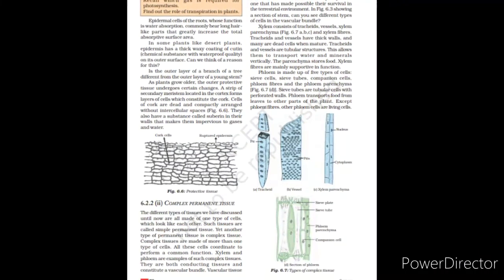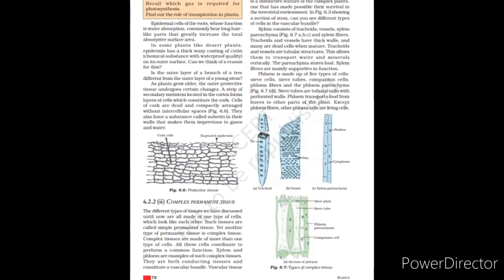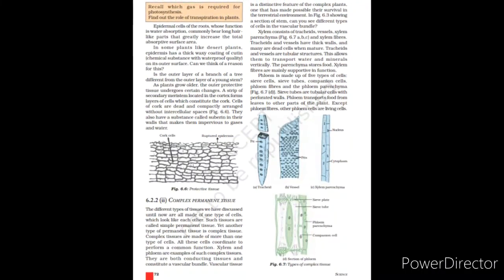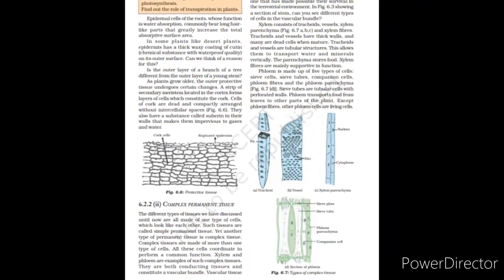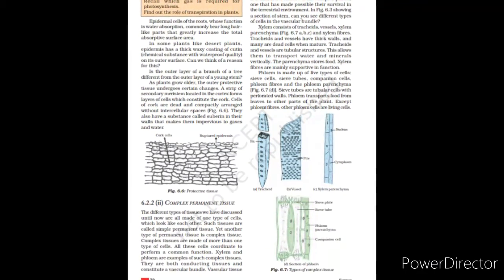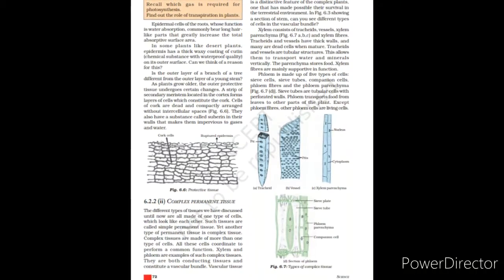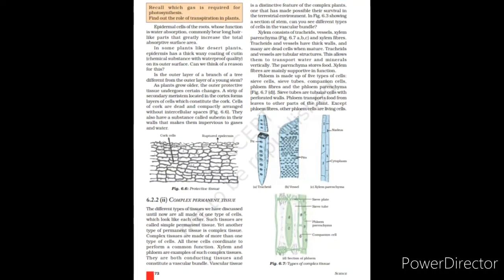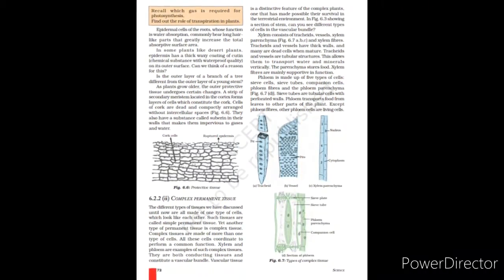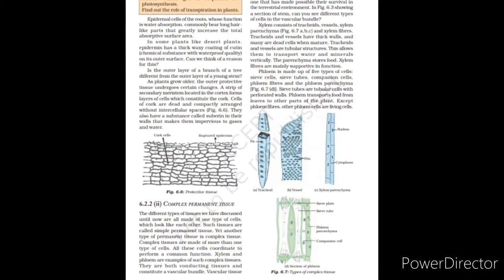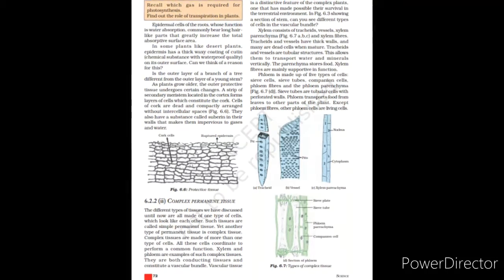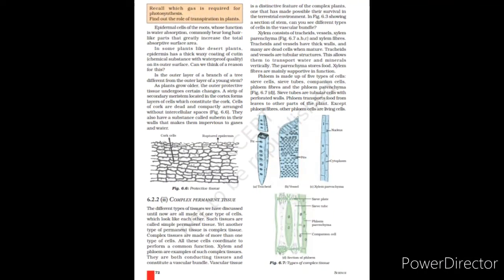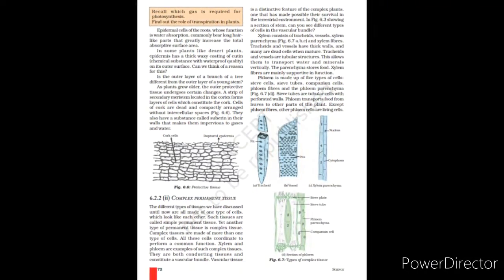Is the outer layer of the branch of a tree different from the outer layer of a young stem? As plants grow older, the outer protective tissue undergoes certain changes. A strip of secondary meristem located in the cortex forms layers of cells which constitute the cork. Cells of cork are dead and compactly arranged without intercellular spaces. They also have a substance called suberin in their walls that makes them impervious to gases and water.